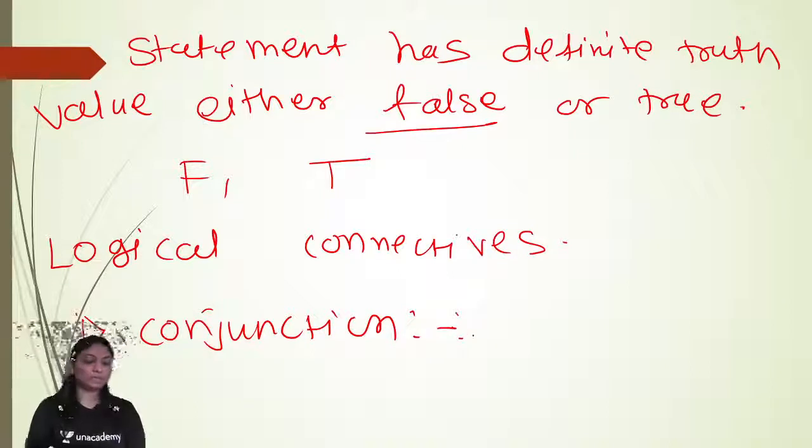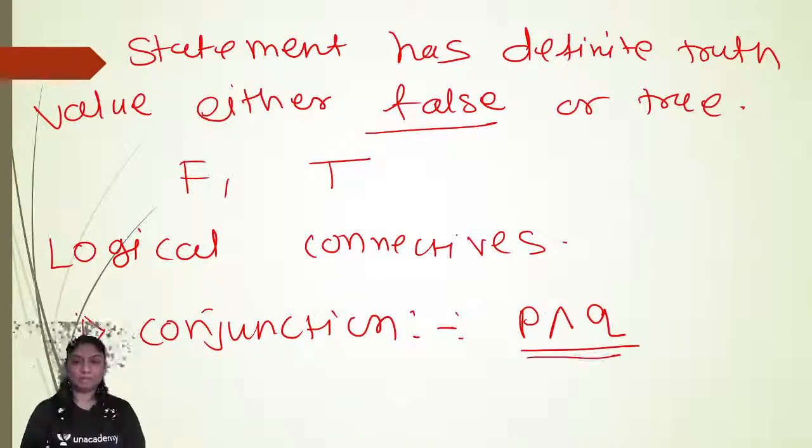Conjunction, what does it mean? If P and Q are statements and the compound statement is joined by and, it is called the conjunction of P and Q. Suppose there are two statements, P and Q, combined by and, then that is the conjunction P conjunction Q. Conjunction is denoted by the symbol and.